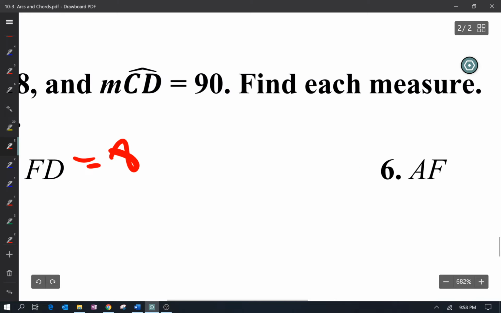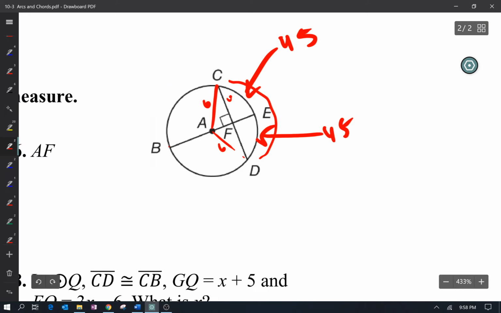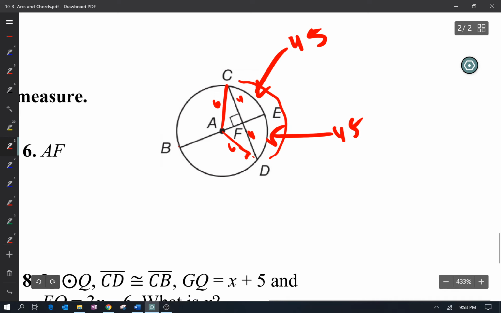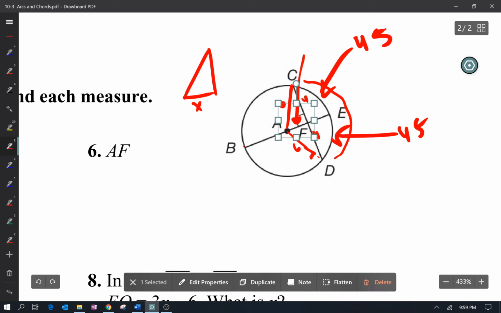And what do we know about CD? CD was 8, so these are 4, right? So this is 4, and this is 4. All right, what am I looking for? AF. I'm looking for this right here. Well, let's just blow it up. There's a triangle there, isn't there? Just like this. This is x. We don't know it. This is 4, and this is 6.